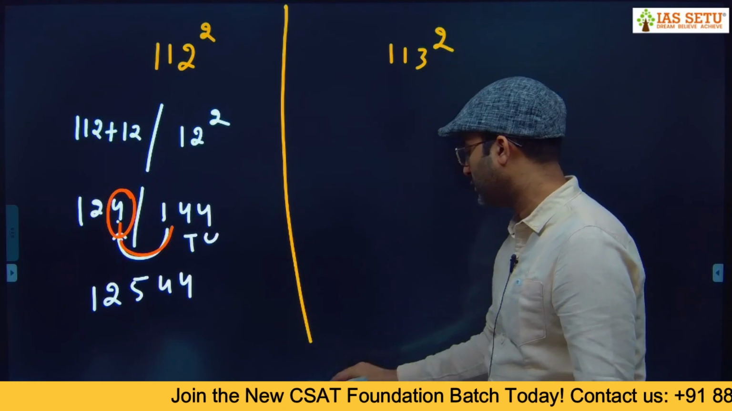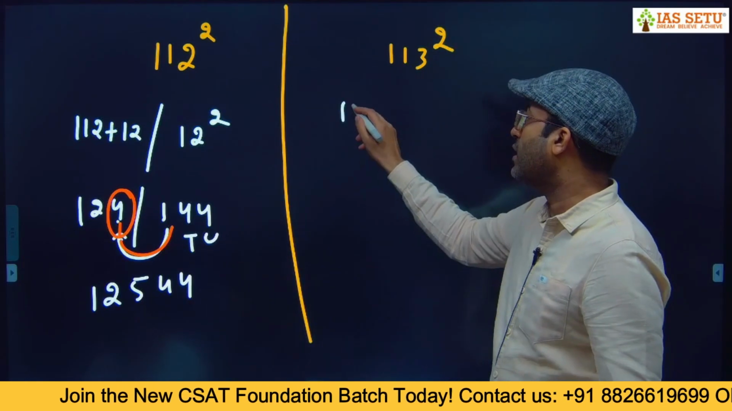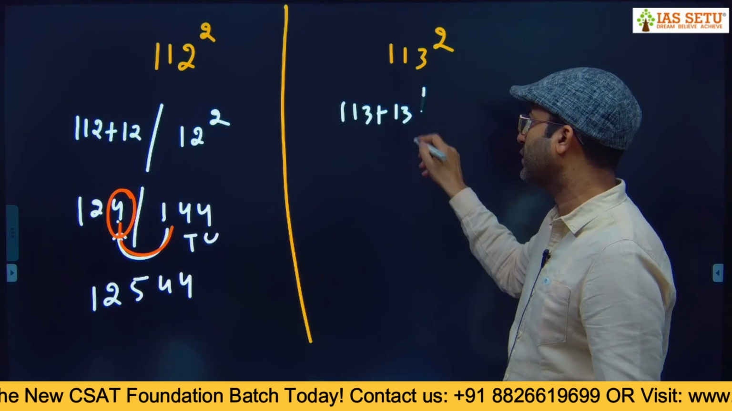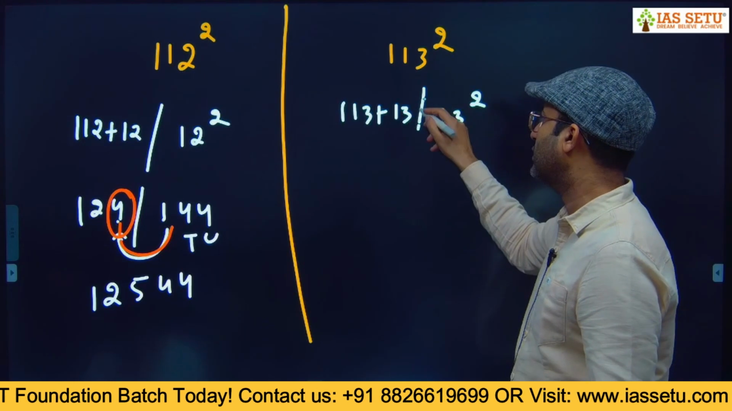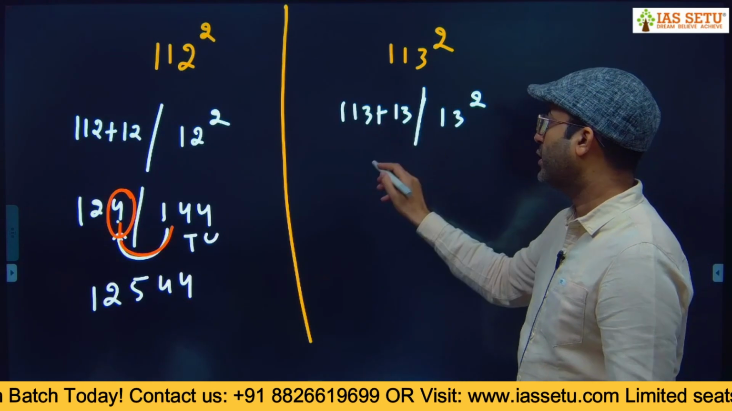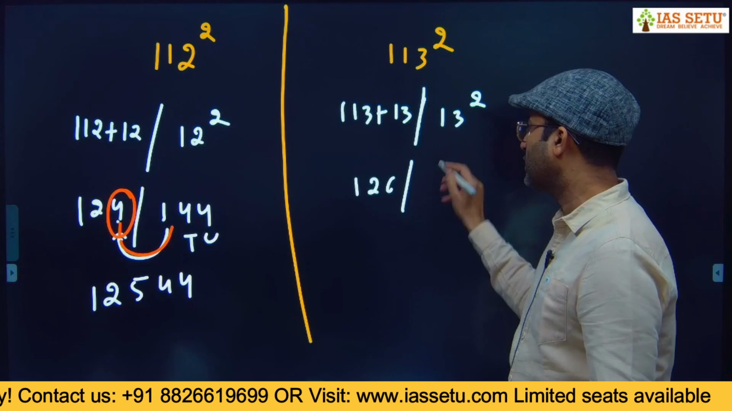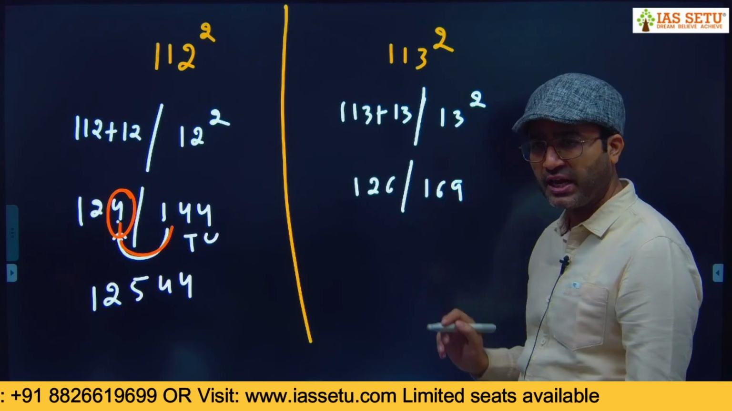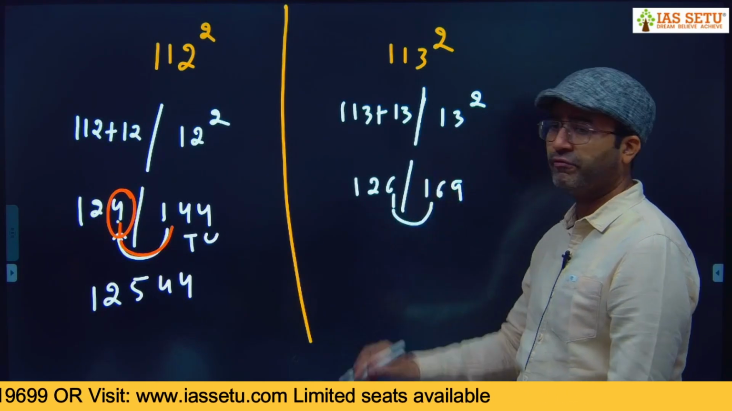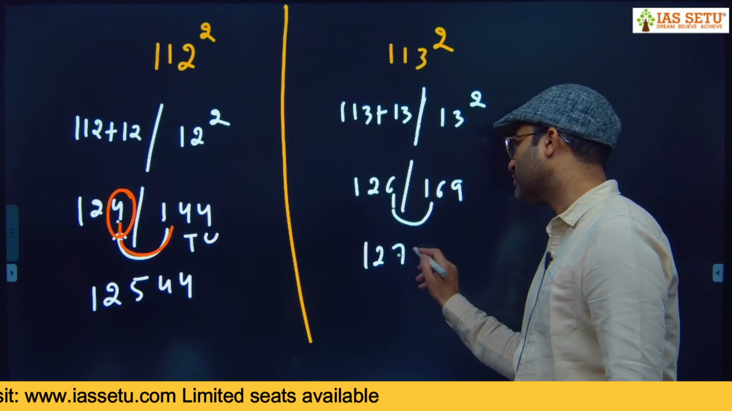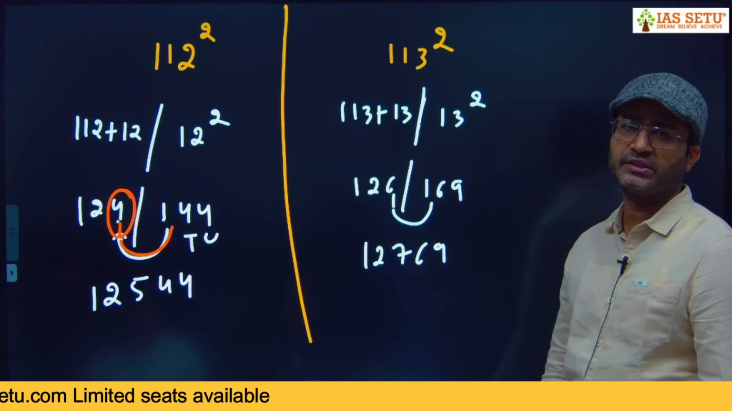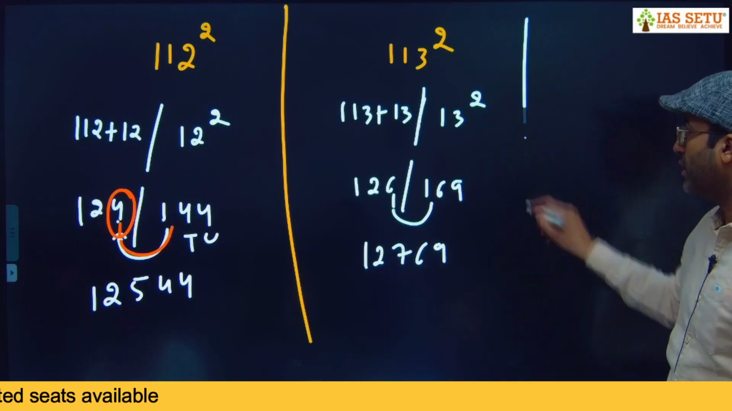113 square. Step number 1: left side 113 plus 13, right side is 13 square. So here it is 126. What is 13 square? 169, and this 1 carry forward. So 12769 is your answer. Let me take one more.